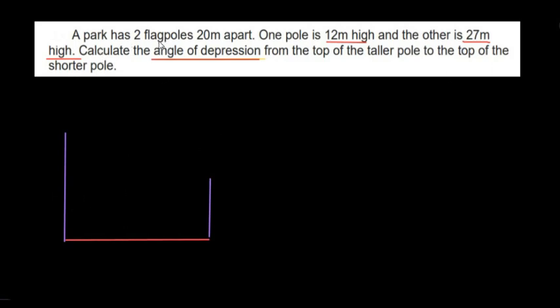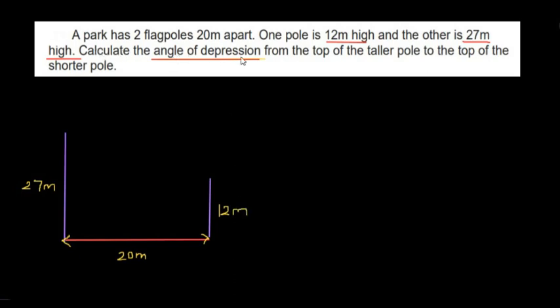A park has two flagpoles 20 meters apart. So the distance between these two flagpoles is 20 meters. One pole is 12 meters high and the other is 27 meters high. So obviously the taller one is this, so we will mark it as 27 meters, and the shorter one is this, so we will mark it as 12 meters.